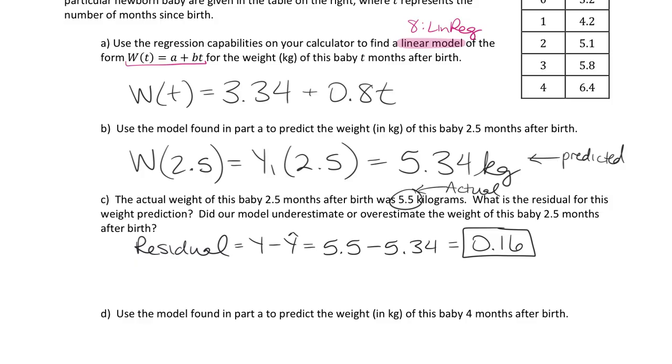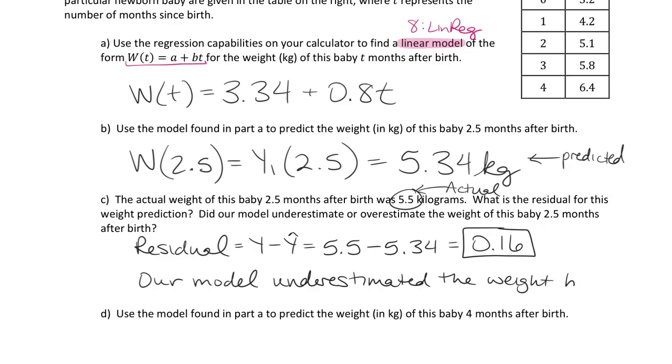0.16. That's the error. That's the residual. And then, if you already saw this, did our value underestimate or overestimate? Under, right? Yes, so our model, the one we predicted, underestimated the weight by 0.16. Because our residual, or our error, was off, our model was off by 0.16 kilograms.